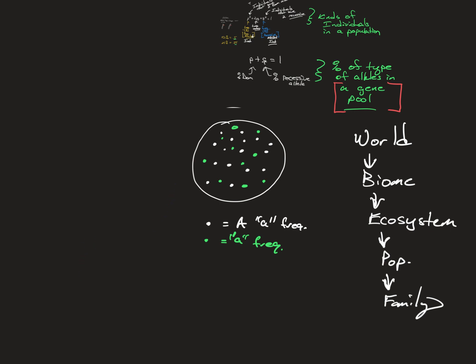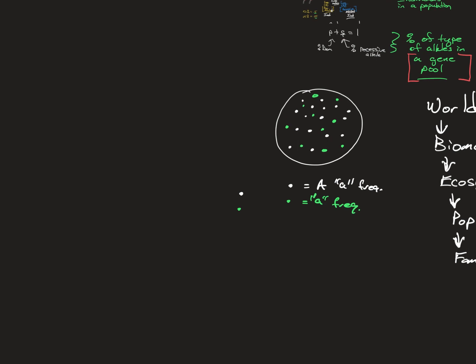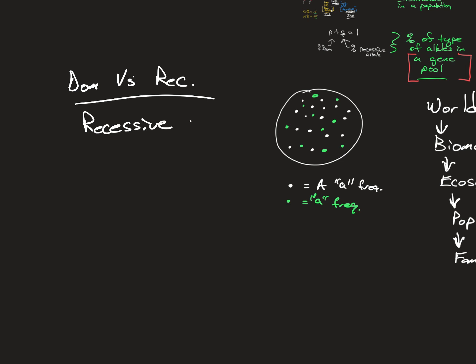So let's take a look at an example of what we mean by change. What is evolution? It is a change in this frequency. And by the way, how can we figure out how many homozygotes and how many heterozygotes there are? Well, I've told you repeatedly, and I hope you listened, that when we're talking about dominant versus recessive, the most important type is the recessive phenotype.